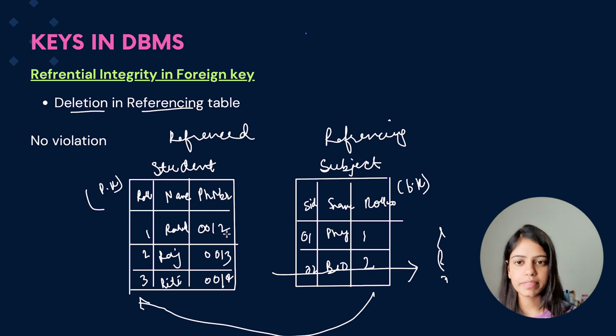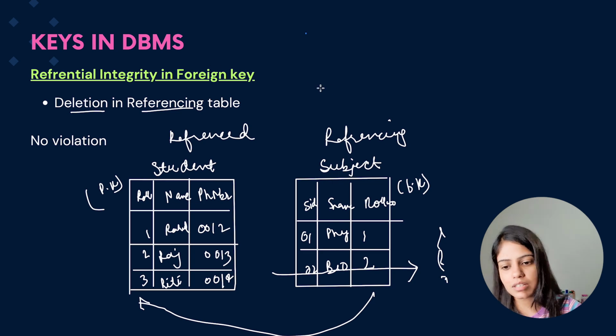Because see, there are many roll numbers present in the student table. So there is roll number 1 who has taken a subject physics, roll number 2 who has taken a subject as bio. But what if roll number 2 doesn't want to take a subject bio? What if he or she gets promoted into next higher sections or higher classes and they don't want to take bio? So it will be deleted from the database of the referencing table. So does it cause any violation?